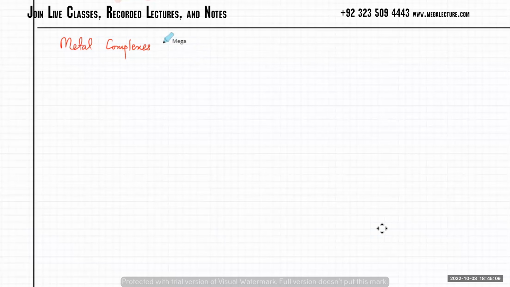Actually, next class we'll do metal complexes. Why are they colored? There's a thing called ligand exchange. So अभी time खत्म हो गया, तो we'll do this in the next class.